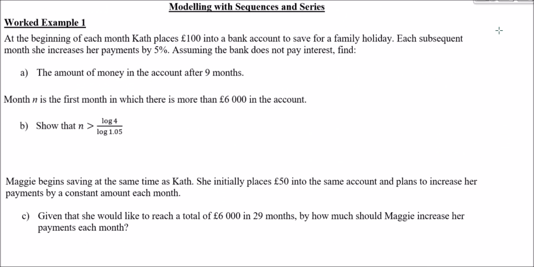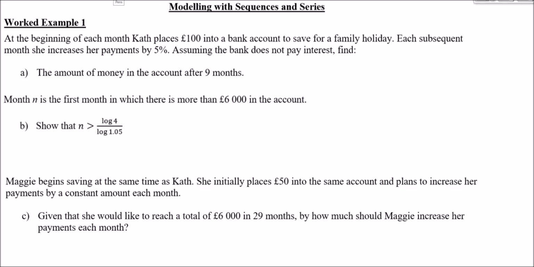Let's now have a look at modelling real-life problems using sequences and series. So let's just get straight into it. This first one: at the beginning of each month, Kath places £100 into a bank account to save for a family holiday. Each subsequent month, she increases her payments by 5%. Assuming the bank does not pay interest, find the amount of money in the account after 9 months.